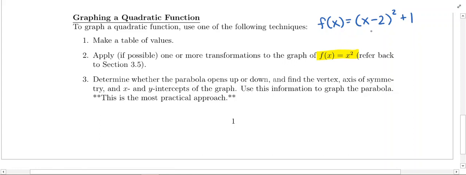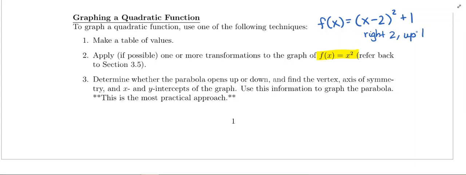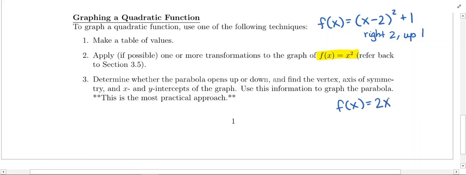You would take the graph of x squared, and since you're subtracting 2 inside the parentheses, we would move it right 2, and then since we have the plus 1 on the outside, we would go up 1. So you would take each point on x squared and move it right 2, up 1, and boom, you'd have your parabola. The problem comes when you are given a quadratic function where you can't recognize your transformations. For example, if you had 2x squared plus 3x plus 4, I don't know what to do with this. It's not written in a format where I easily recognize transformations. I don't see anything indicating that I need to move right or left, up or down, or do a reflection. It's too hard to recognize.